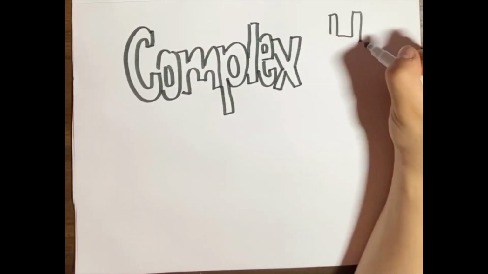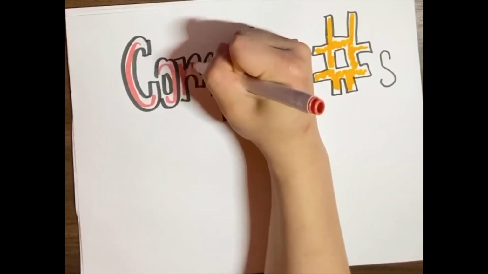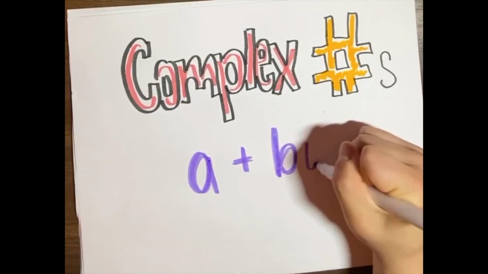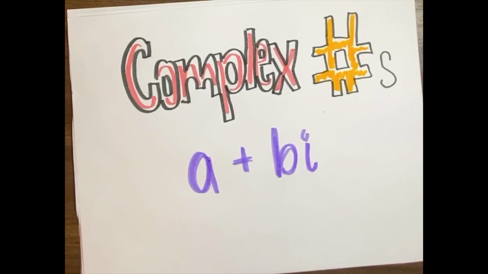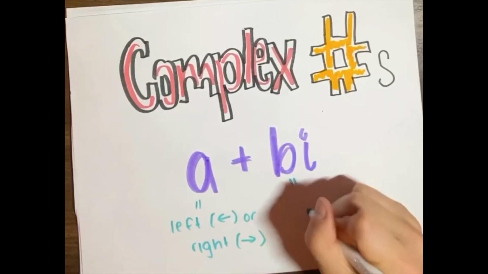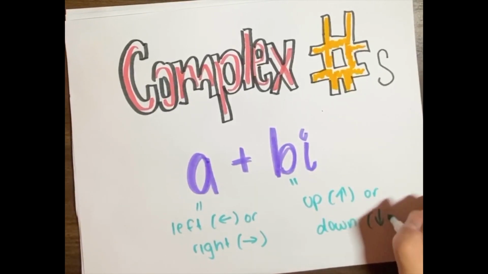He graphed all of these solutions on a grid. The a value told him whether to go right or left, and the b value told him whether to go up or down. So the a value kind of acted as the x-coordinate, and the b value acted as the y-coordinate. And here are some examples of Julia sets he created.